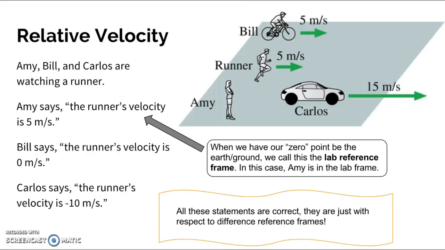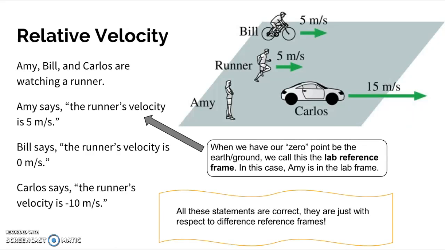So we're going to be studying relative velocity in particular. Let's say, for example, we've got the situation here on the right where we have Amy, Bill, and Carlos, and they're all watching the runner. All these people are observing the runner, who is in the middle of the image. Amy looks at the runner, and Amy says the runner's velocity is 5 meters per second forward. Because Amy is on the ground, we call this the lab reference frame. If she's moving at a relative speed of 0 with respect to the ground, this is called a lab frame.